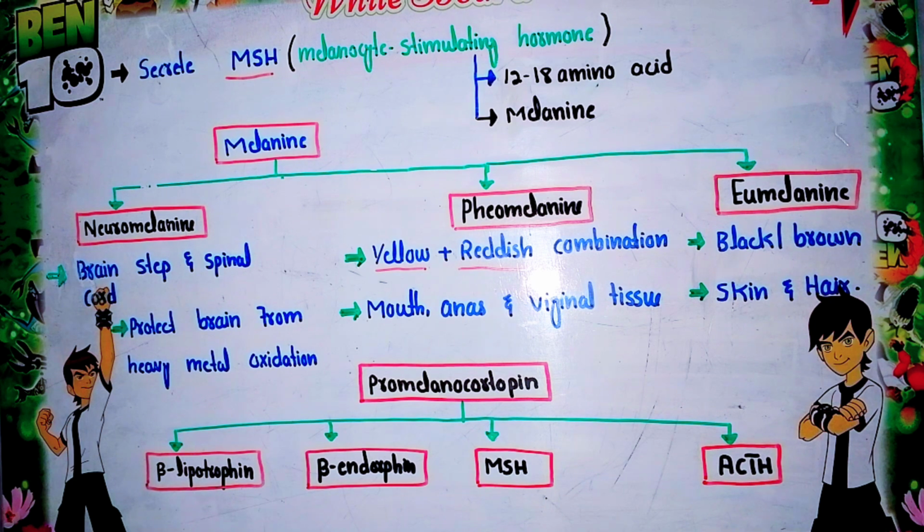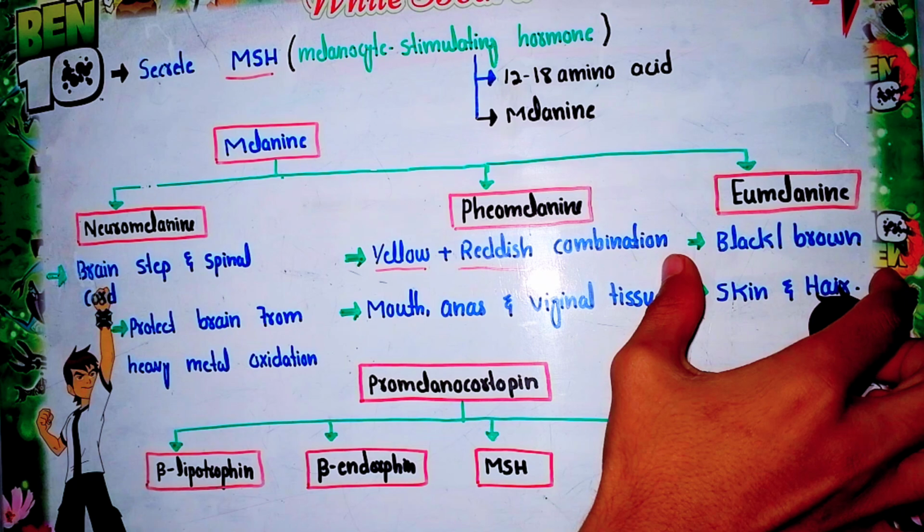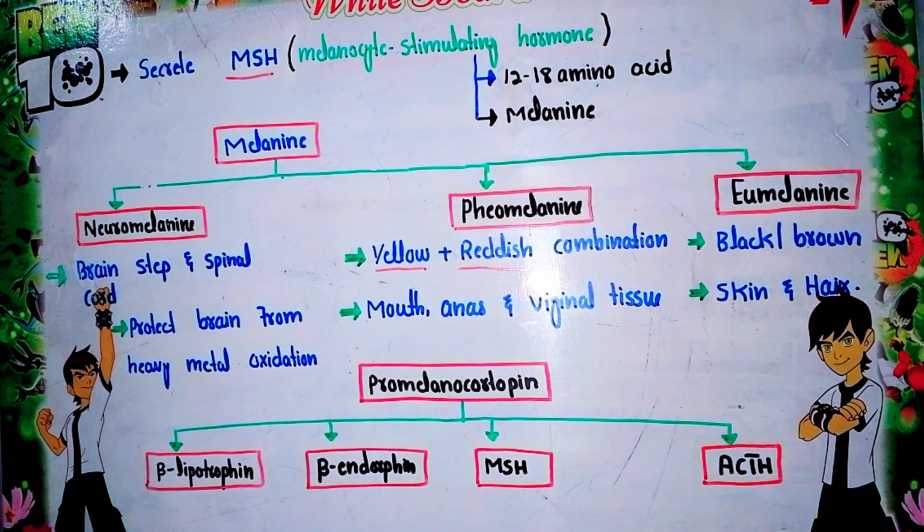Now the third one is eumelanin. Eumelanin is basically black or brown in color. It is located in the skin and the hair region. This melanin is actually the main melanin that we are concerned with here. Now, in humans, the intermediate lobe is actually absent, or you can say less developed.